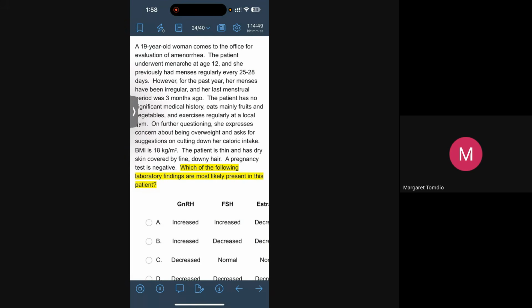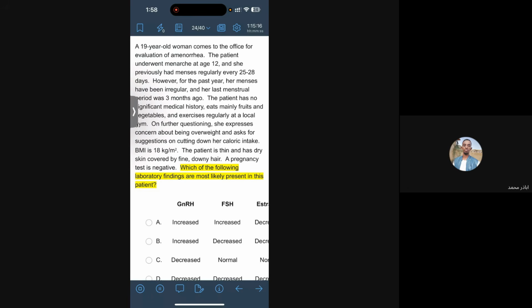On further questioning, she expresses concern about being overweight and there is calorie restriction. The BMI is also low. The patient is thin, with dry skin covered with fine downy hair. Diagnosis: anorexia nervosa, and in this there is functional hypothalamic amenorrhea.